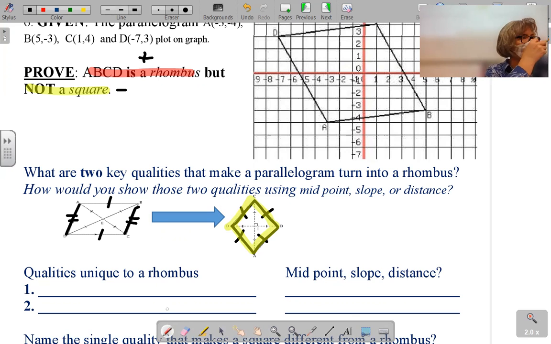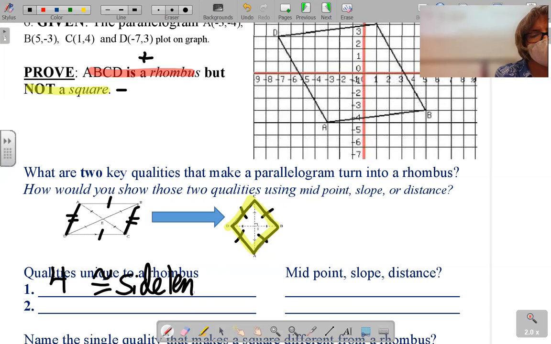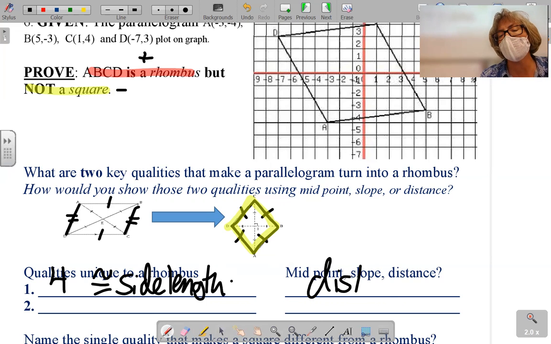Thumbs up if your team got that somewhere, 1 or 2. That's correct. 4 congruent side lengths. And then Talia, if I wanted to show the 4 sides are equal in length, would that be a midpoint, a slope, or a distance concept? It would be distance. And how many times would you have to use it? 4. 4 times. So just in the margin, write 4 times.